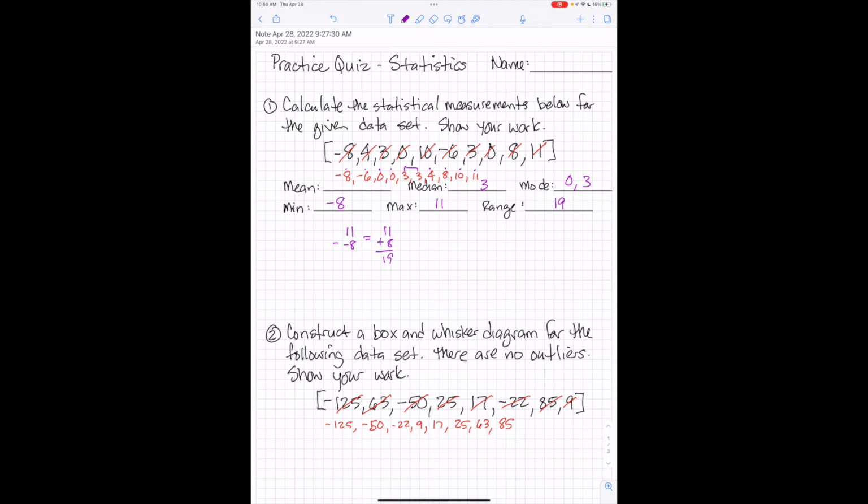All right, so now let's do the mean. The mean is just all of the values added together and then divided by the number of values, which is 10. So if you add all of these values together, you get 25. And if I divide 25 by 10, I get 2.5. So the mean is 2.5. So that's question one. Question two.